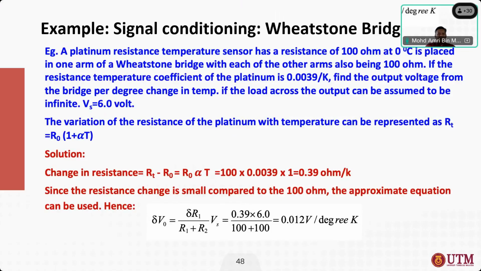A platinum resistance temperature detector has a resistance of 100 ohm at 0 degrees Celsius and is placed in one arm of a Wheatstone bridge, with each of the other arms also being 100 ohm. If the resistance coefficient of the platinum is 0.00 K, find the output voltage from the bridge per degree change in temperature if the load across the output is infinite. So this is basically simple.